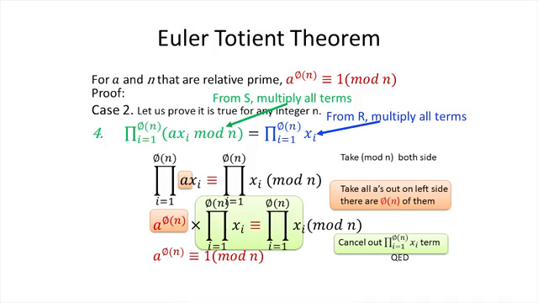And since both sides in the third equation have the same term, we can cancel them out, dividing based on that term. So we will get the final result, the final term in the fourth equation, where a to the power of phi(n) and 1 are congruent modulo n. And that happens to be exactly the Euler-Totient theorem. And this concludes the proof.